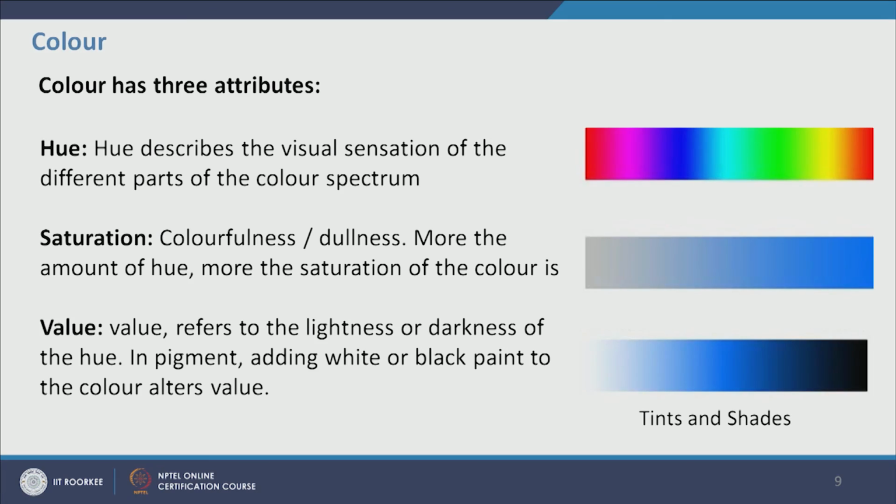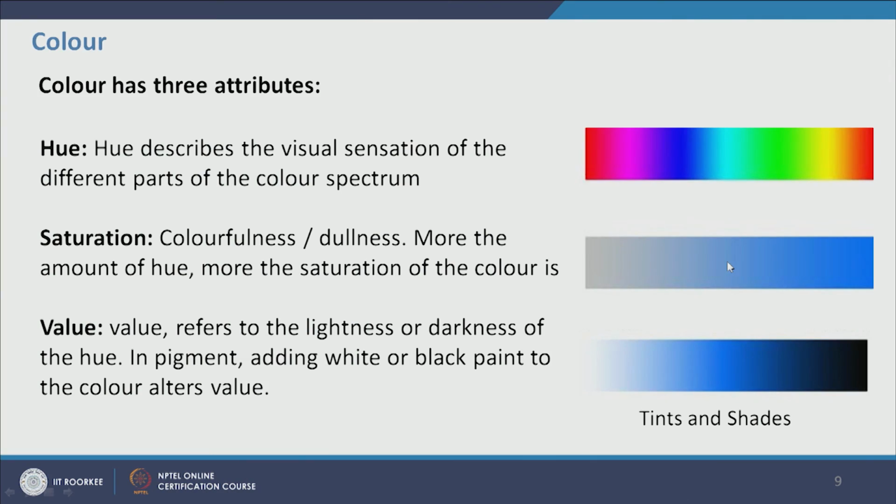And the next element of design is color. Color has three attributes: one is hue, the next is saturation, and another is value. Hue, as it is described, is the visual sensation of different color spectrum. Each hue is associated with a different wavelength of light. Examples of hue are purple, red, blue, cyan, green. They are different hues, each associated with a particular wavelength of light.